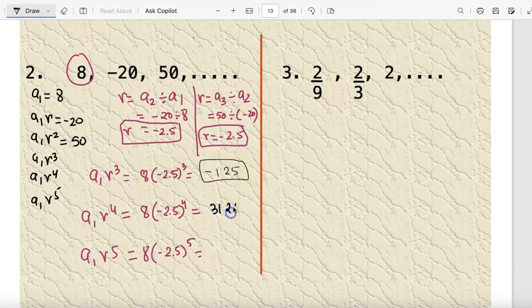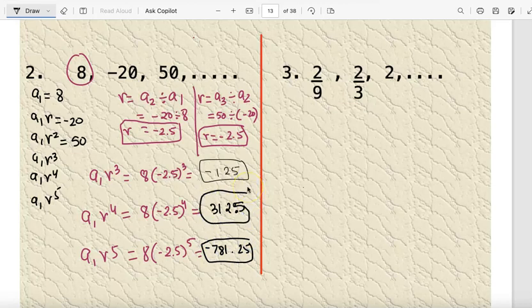Please check your answer on your own. This is very important. Otherwise what will happen is you will end up with the wrong answer on a test or quiz. You will make the mistake. So check it. So this is your negative 781.25, and I got the remaining three terms over here.